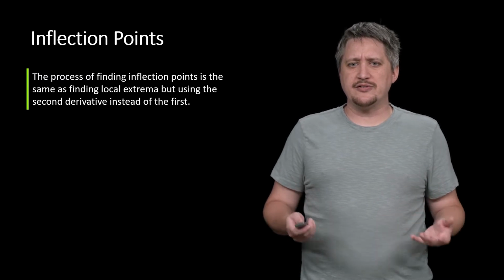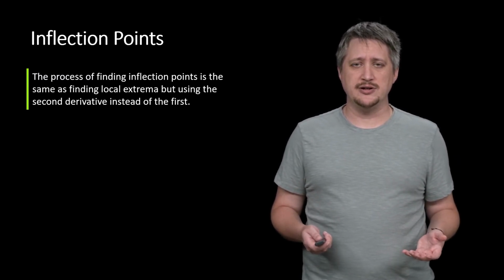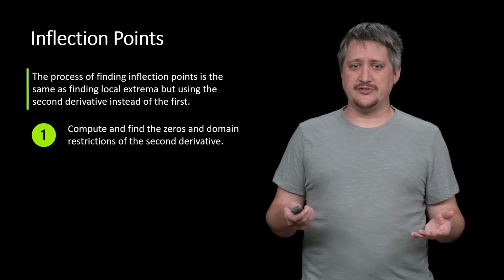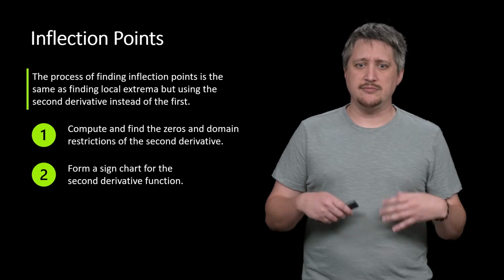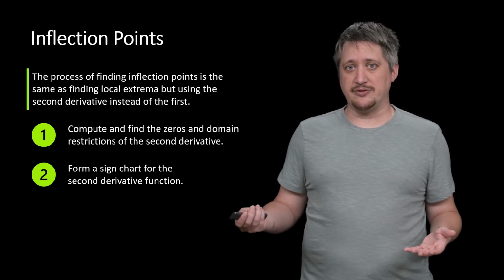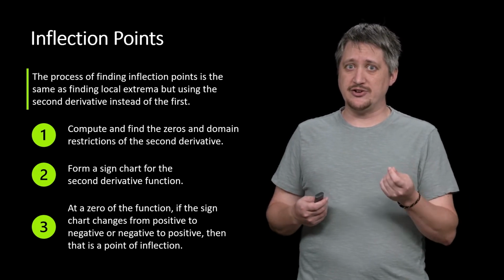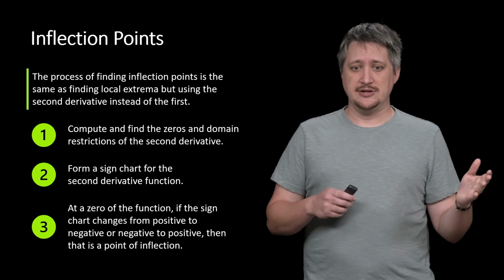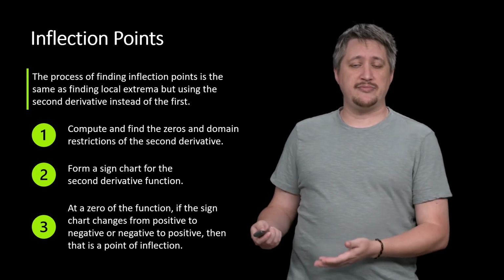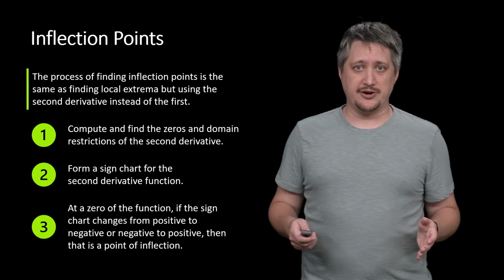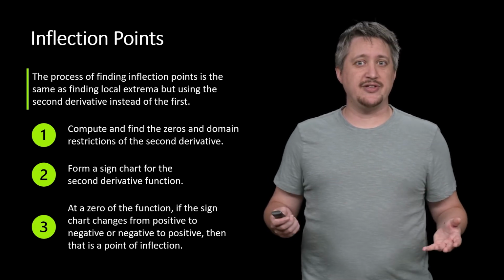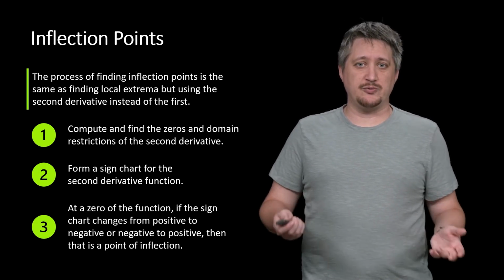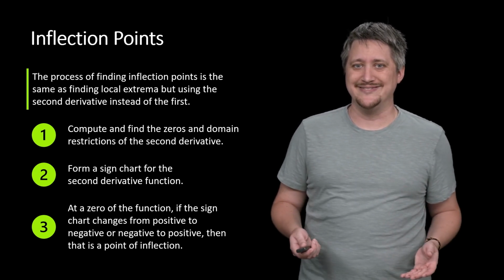This means that the process of finding inflection points is the same as the process of finding local extrema. The only difference is that we're using the second derivative instead of the first derivative, right? So we start by computing the second derivative, finding the zeros and domain restrictions of that second derivative. Then we form a sign chart, again for the second derivative rather than the first. Then at any of the points on our sign chart that were zeros, we want to check the sign to see if it changes from positive to negative or negative to positive at that point. And if it does, that's a point of inflection. So it really is the exact same process as finding the local extrema, and it tells us the same thing: whether it's an inflection going down to up or up to down. The only difference is we're using the second derivative instead of the first.